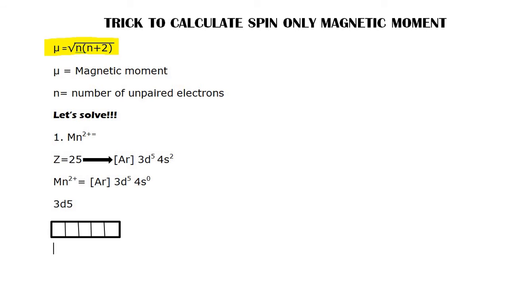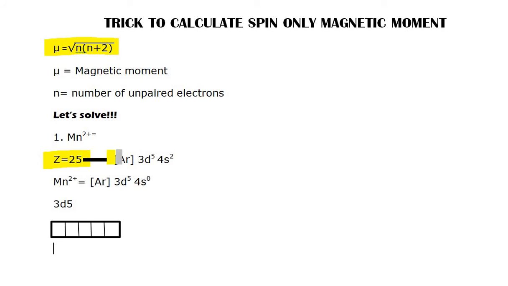So let me solve two questions. By solving these two questions, you will be able to solve all other questions. The first question is Mn2+. So we know the atomic number of manganese is 25, and the electronic configuration is [Ar] 3d5 4s2.